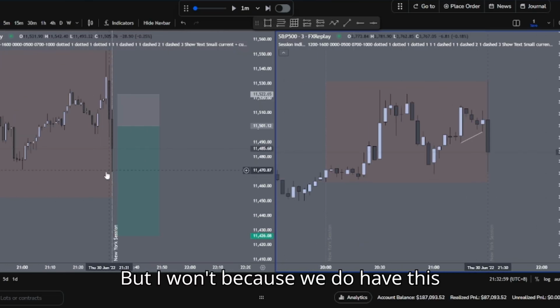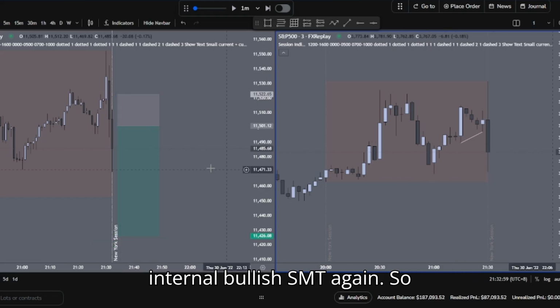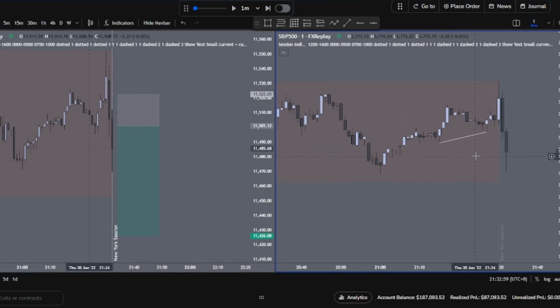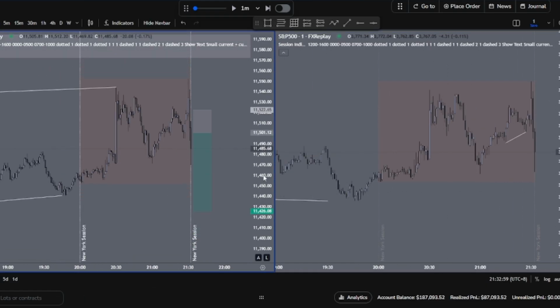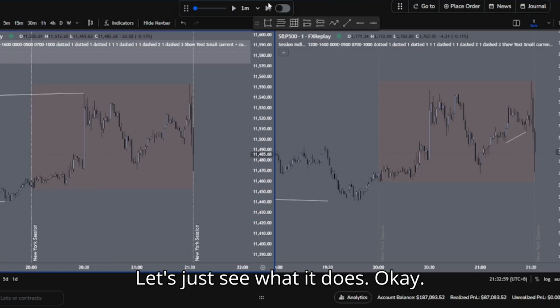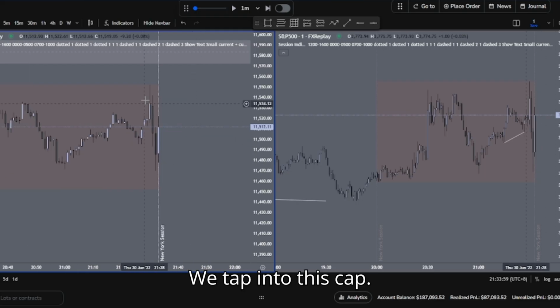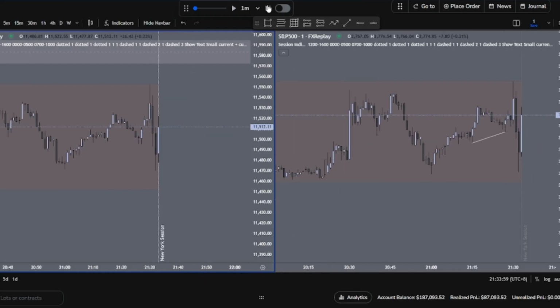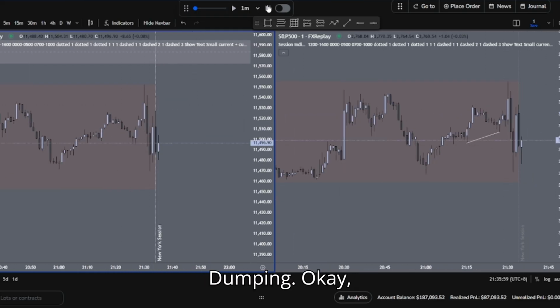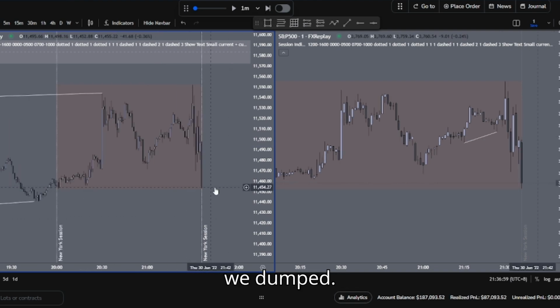But I won't, because we do have this internal bullish SMT again. So it's a bit too unclear right now. So let's just see what it does. Okay, we retap into this gap. Dumping. Okay, we dumped.